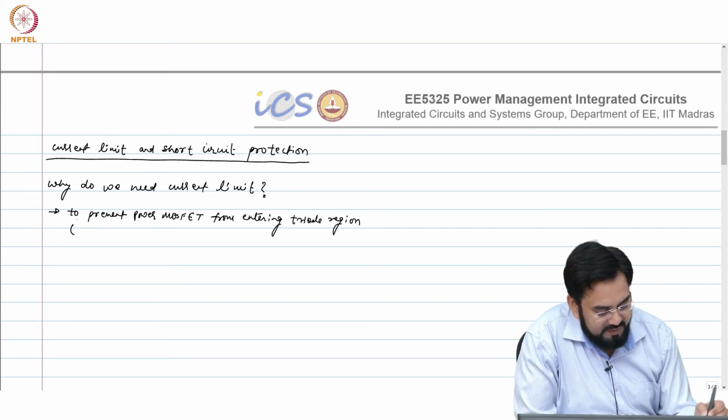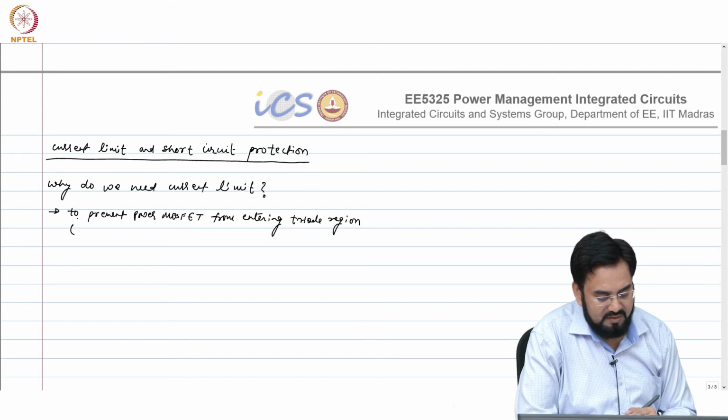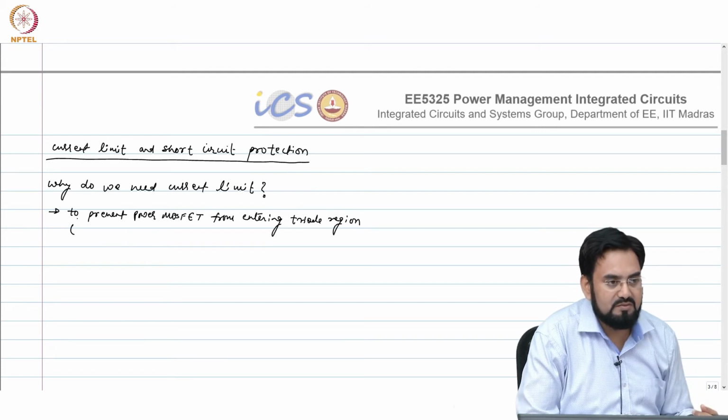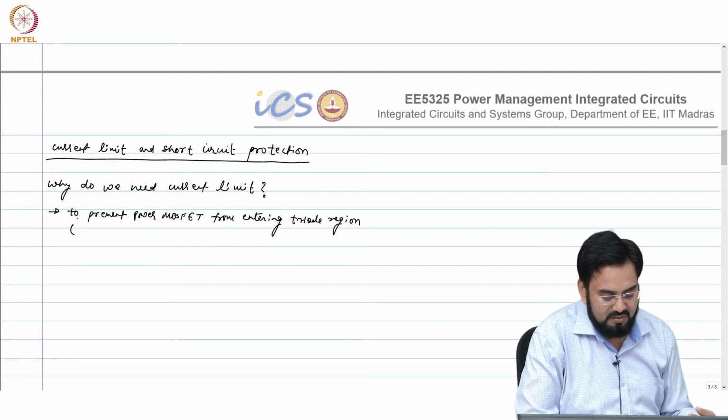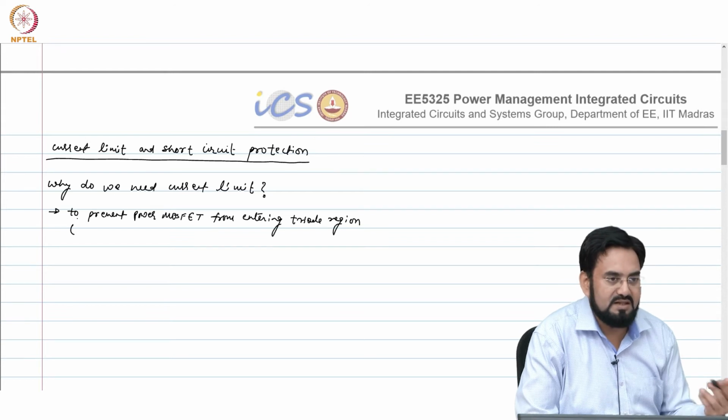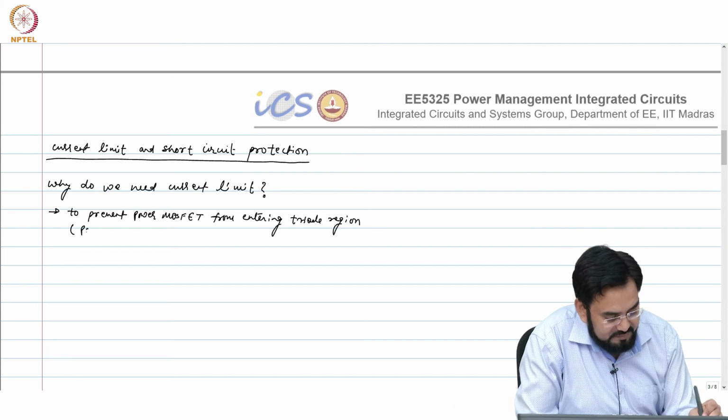So why don't we want to have our devices in the triode region? So poor PSRR. Okay.